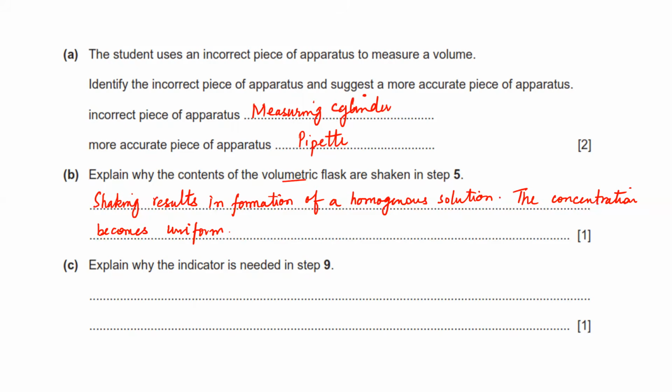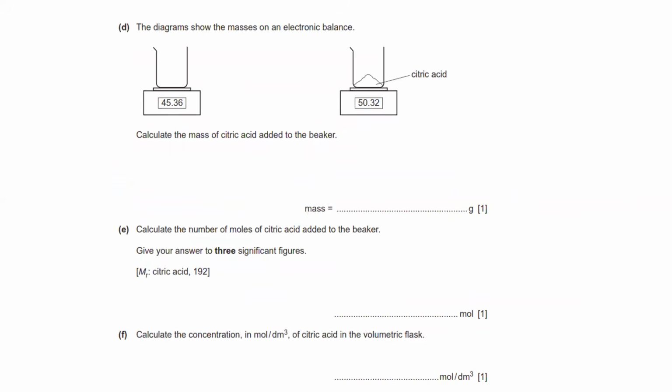Okay. Then part C, it says explain why indicator is needed in step 9. So indicator is needed to identify when the titration reaction is complete. So the indicator is needed to identify the completion of the titration reaction.